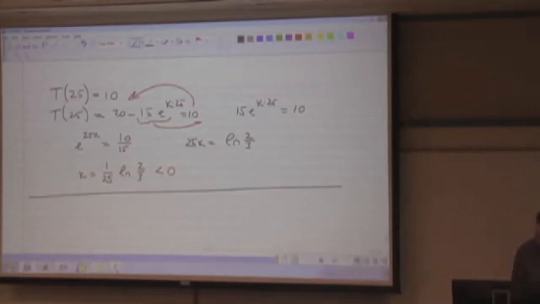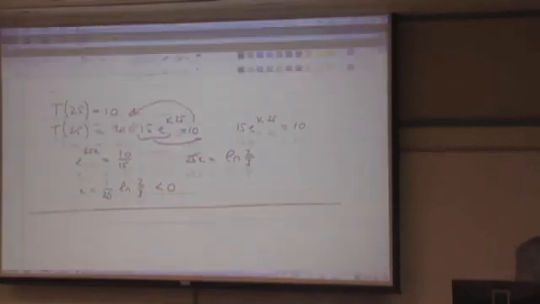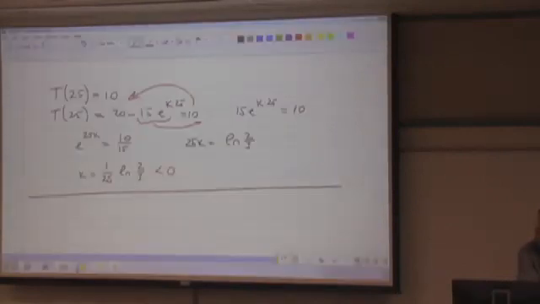So, part B says, when will the temperature be 15 degrees? I'm assuming you know how to solve that by now, right? You say 15 is equal to 20 minus 15 e to the k times t, and you have to solve for t, right? We've done these problems before. Okay.